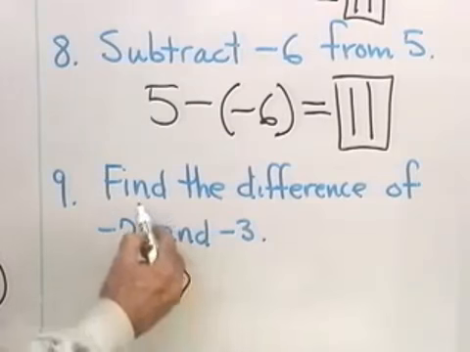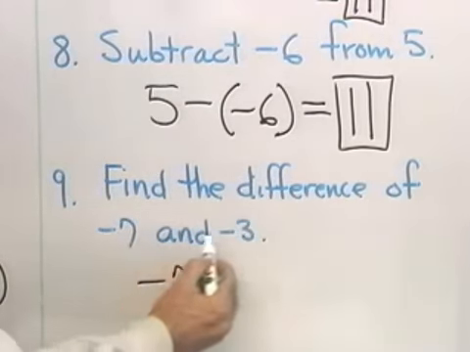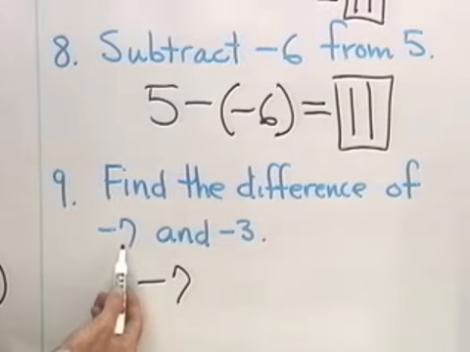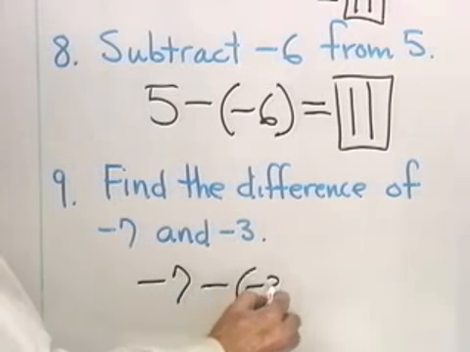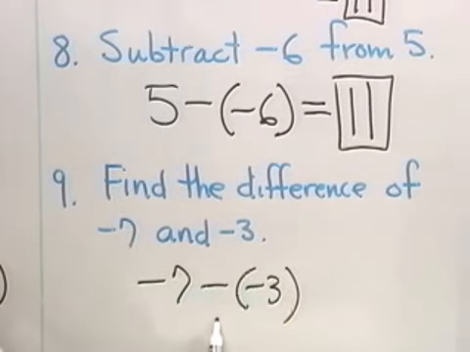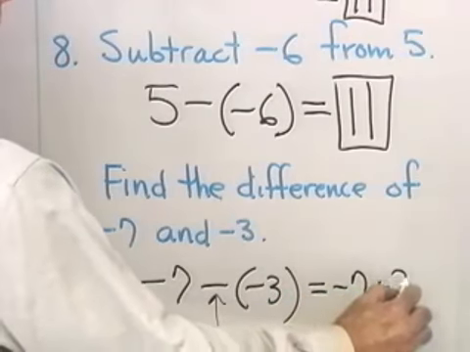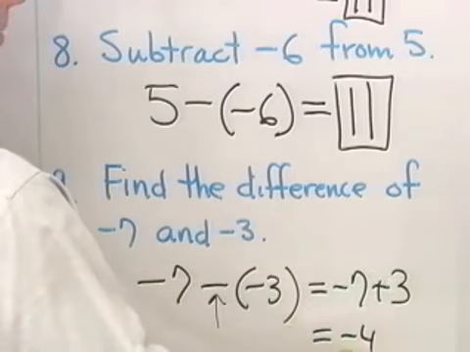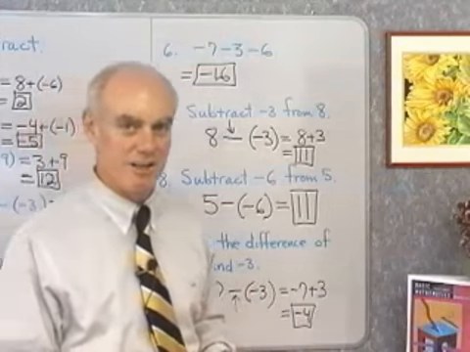Well, I know when I see something written in this form using the word difference that I always have to subtract in that order. The difference between negative 7 and negative 3 is negative 7 minus negative 3. In all these word problems, I have to introduce my own subtraction sign. So here is the difference of negative 7 and negative 3. That's negative 7 plus 3, which is negative 4. So the difference of negative 7 and negative 3 is negative 4.